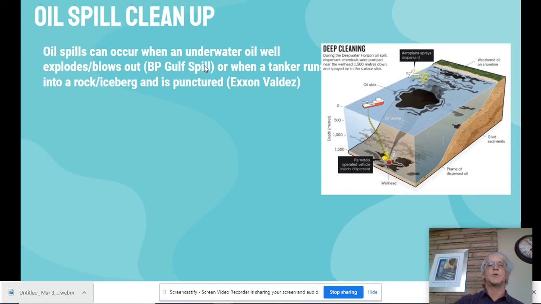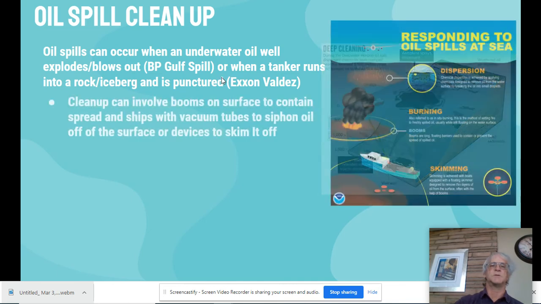Oil spills can occur when an underwater oil well explodes or blows off, such as the BP Gulf spill that happened about 10-15 years ago, or when a tanker runs into a rock or iceberg and is punctured, which happened up in the Alaska area by a ship called the Exxon Valdez.